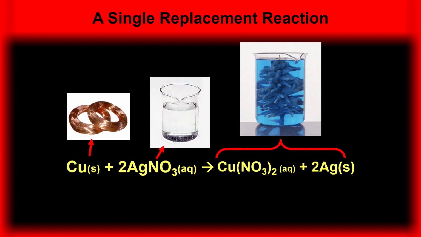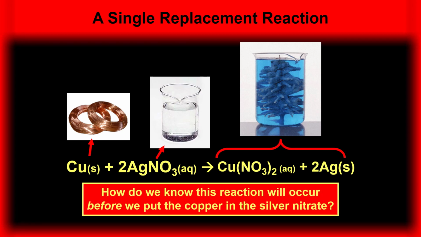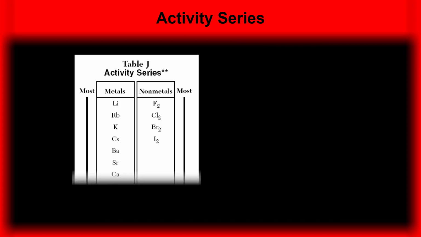All right, so how do we know that copper would kick silver out of the compound and make a compound for itself with the nitrate ion? That is the question, and it's actually a very simple answer. How do we know this will occur before we put the copper in the silver nitrate? I know it will happen. It turns out there's a reference table for this.